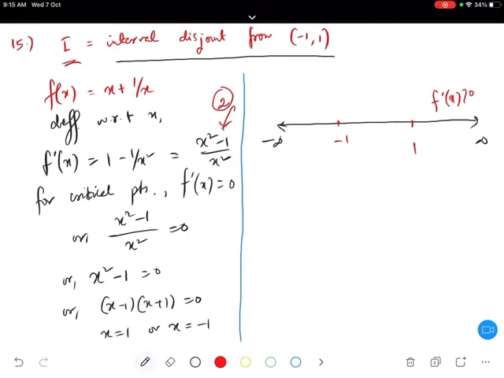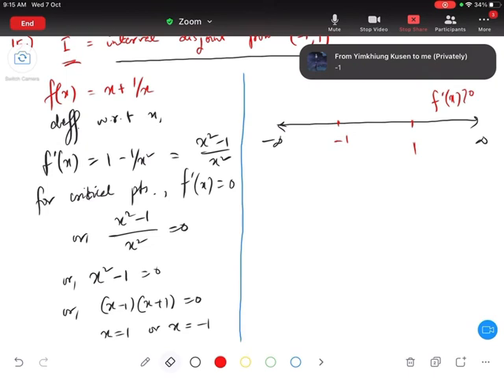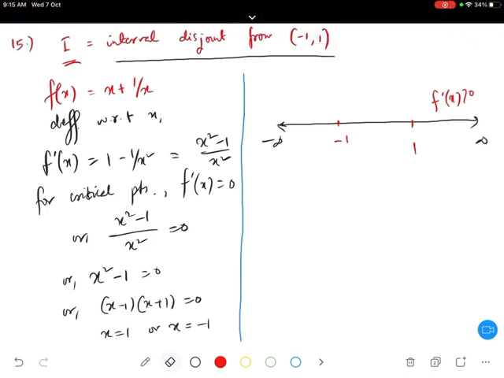Now tell me a number between minus 1 to 1. We cannot take 0 because if you put 0 in here, it will become undefined. Take another number. Let us take minus 1. It's a critical point, so I cannot take minus 1. If you put minus 1 here, that will become 0. So let us take half in there.